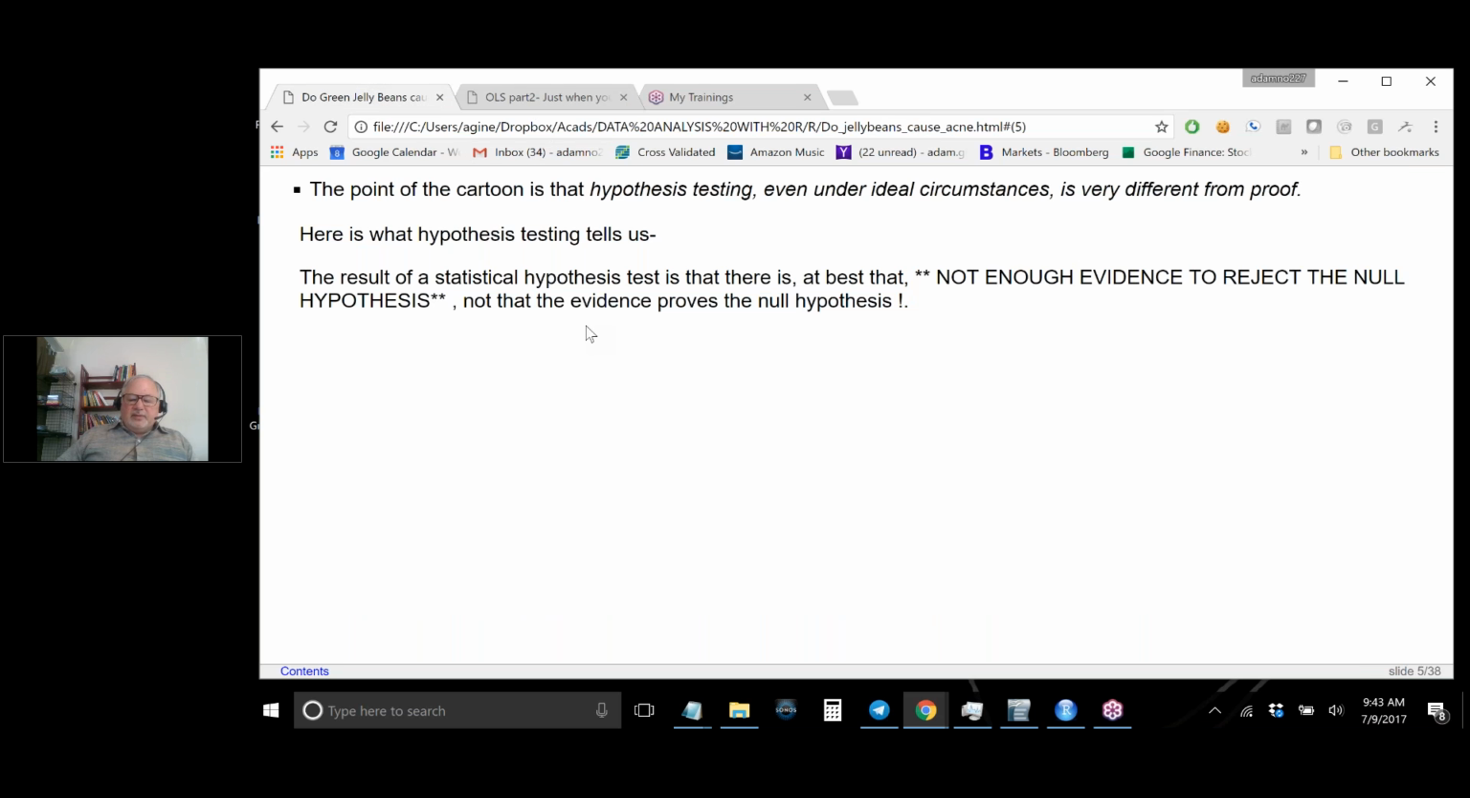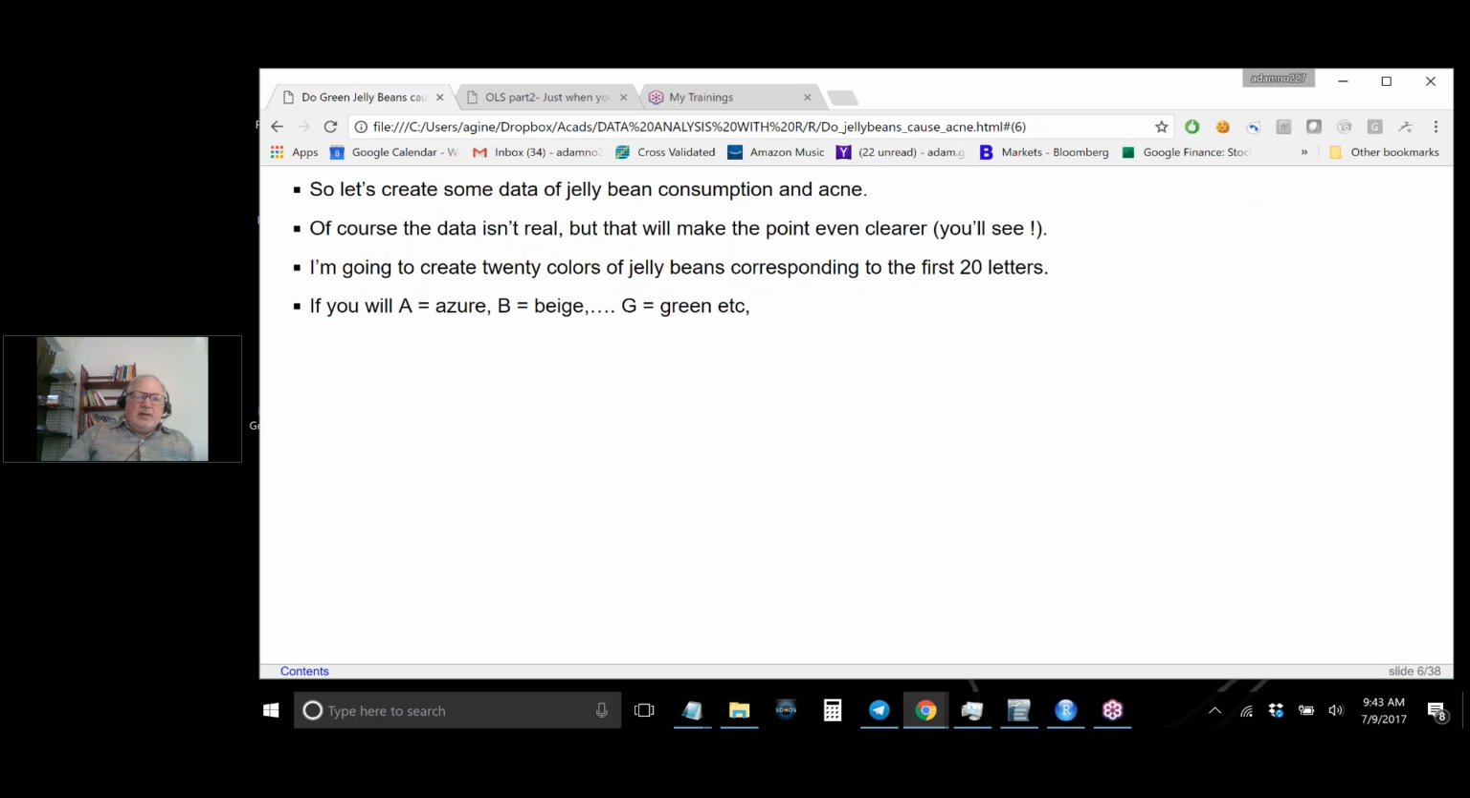So back to green jelly beans. Let's create random data on jelly bean consumption and acne. The fact that this data isn't real, I think, makes the point even clearer. So what I want to do is create 20 colors of jelly beans corresponding to the first 20 letters. So if you will, A is azure jelly beans, B is beige, up through G is green. E would be ecru jelly beans.